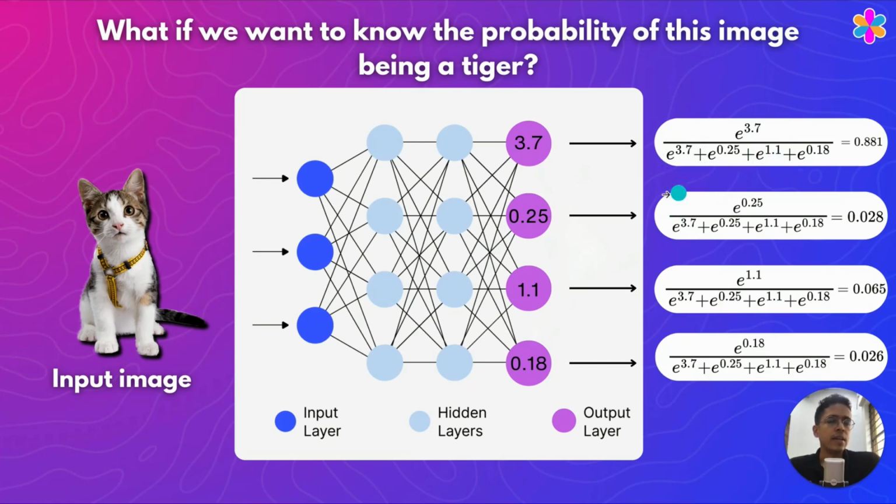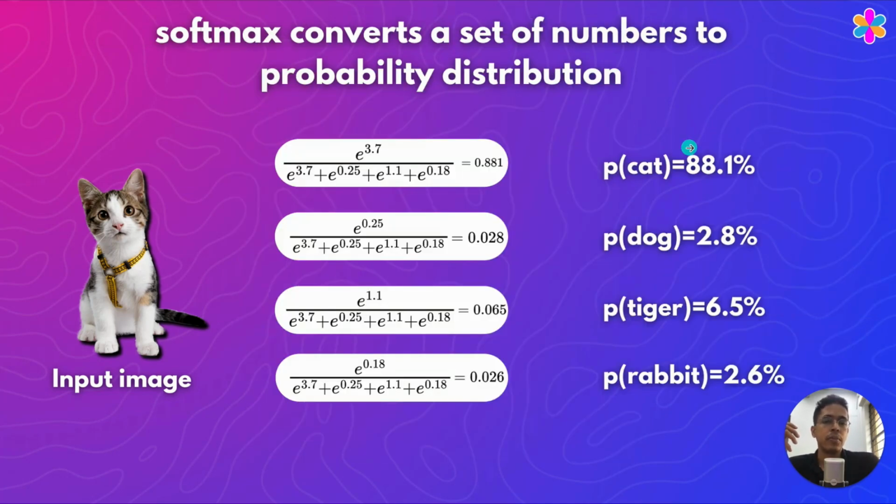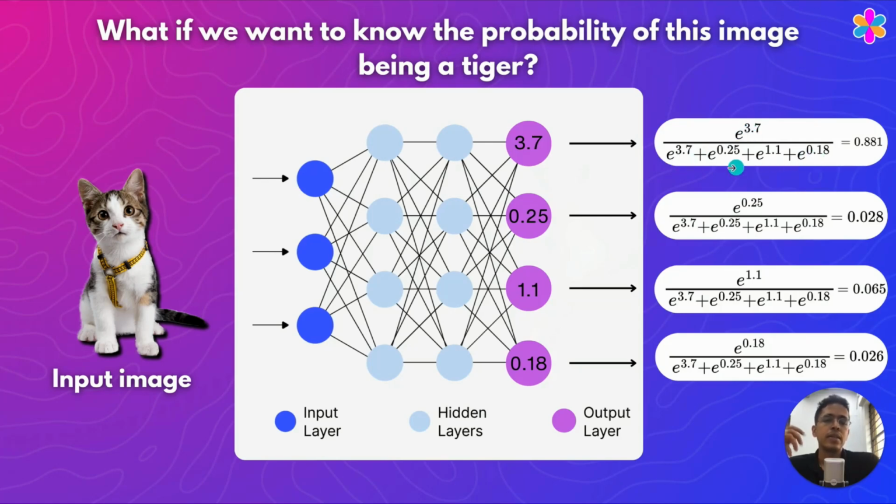And the denominator for all these units would be the same, because these 4 numbers are the output from the output layer. And when we perform this calculation, the numerator will be e raised to whatever this number is. So e raised to 3.7 divided by the summation of the exponents. And here it would be e raised to 0.25 divided by the sum of the exponents, and e raised to 1.1 divided by the sum of exponents, etc.